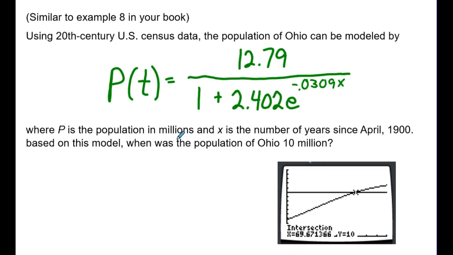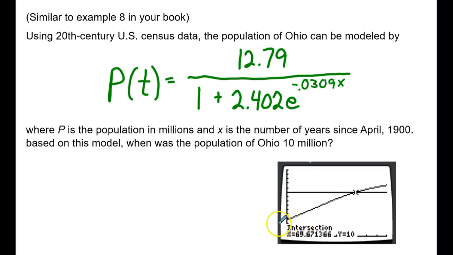Technically, we could solve this algebraically. It becomes a lot more difficult to solve this algebraically, but it is possible, and that's something we can go through in class. Since we're looking for when the population was 10 million, x is what we're trying to solve for, the number of years since 1900 when the population was 10 million. So we would set our equation equal to 10 million. The easiest thing to do in this case is to graph it, which you can see here towards the bottom right.